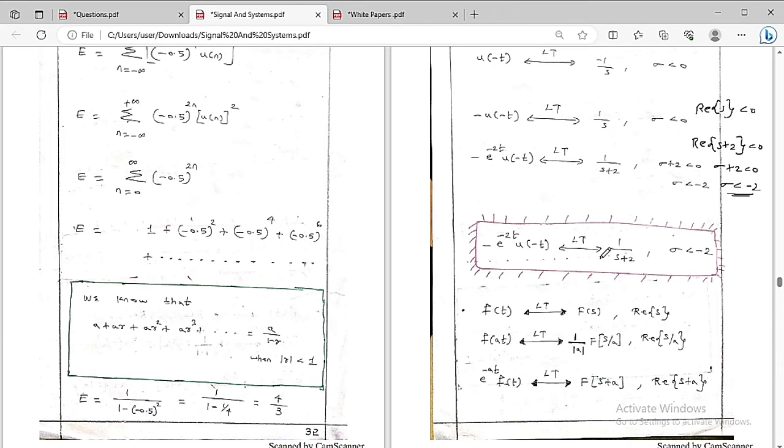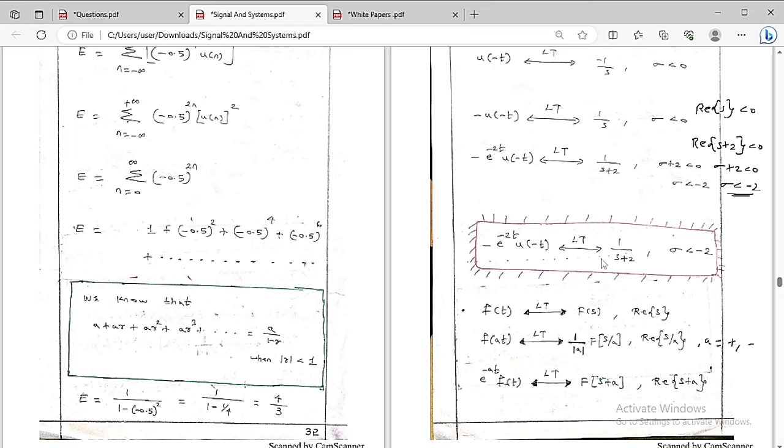Let me give you some important formulas. For f of t, if the Laplace transform is F of s with an ROC, the real part of s, then f of at has the Laplace transform 1 by mod a into F of s by a, and the ROC is the real part of s by a. Here a can be either positive or negative. Similarly, e to the power of minus at into f of t has the Laplace transform F of s plus a, so the ROC will become the real part of s plus a. These things we always have to keep in mind.